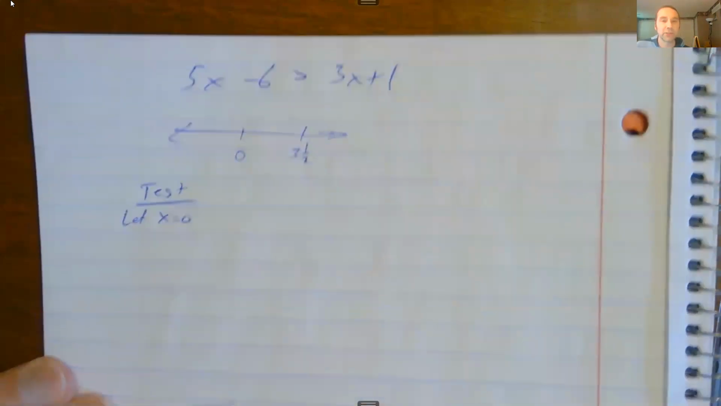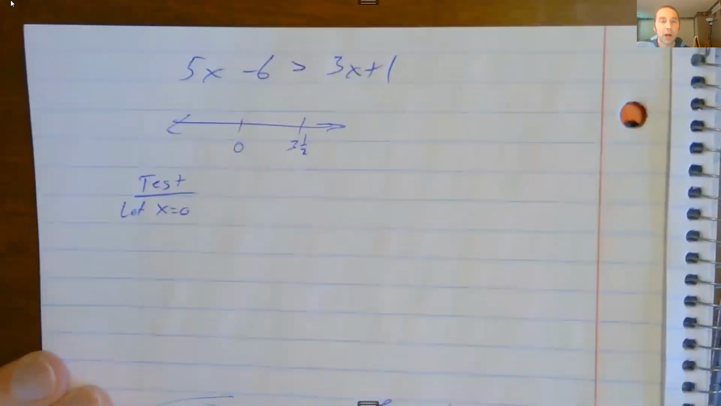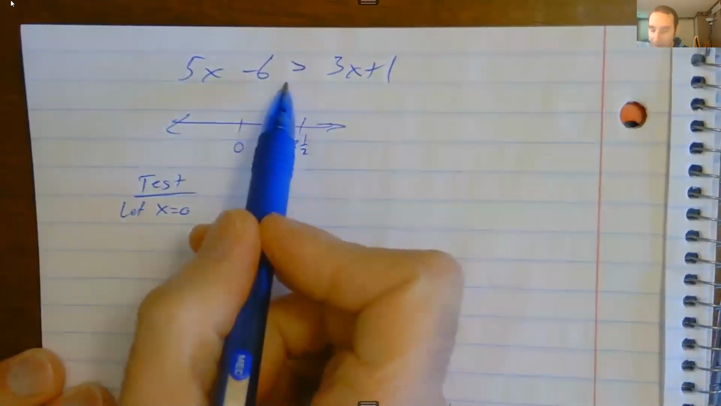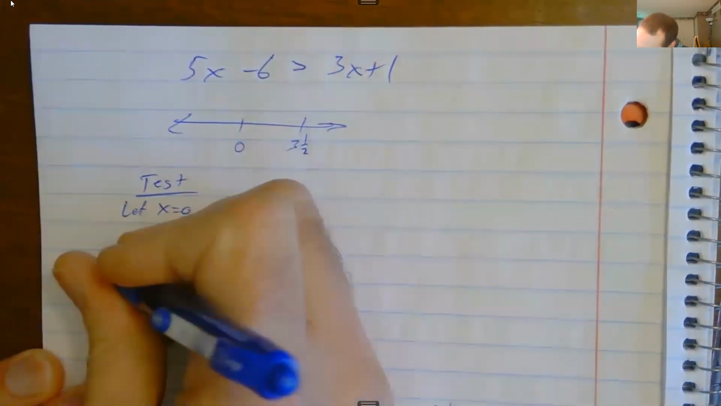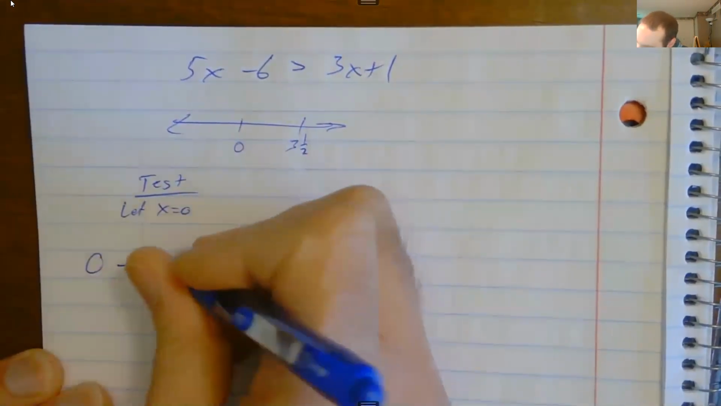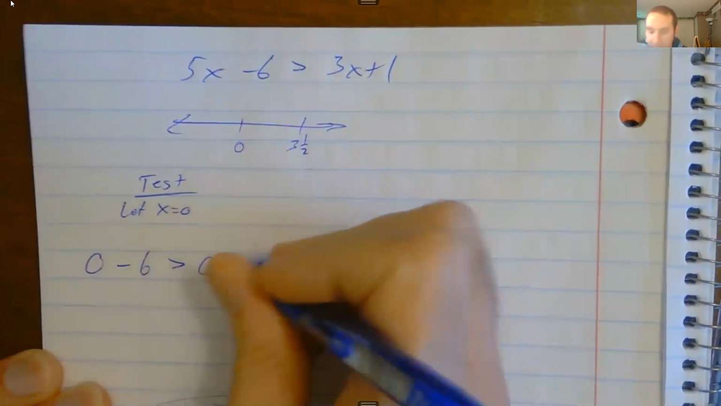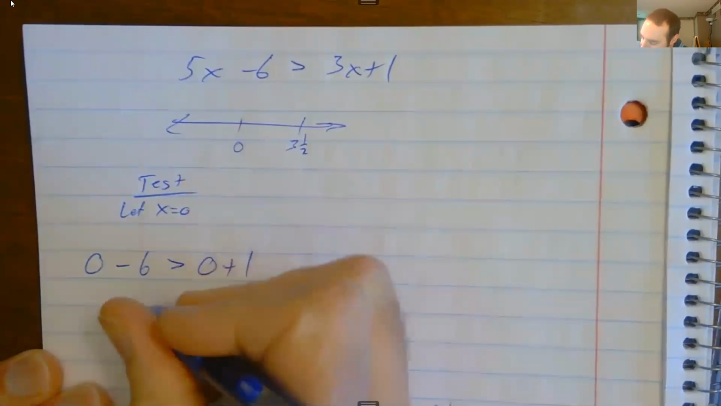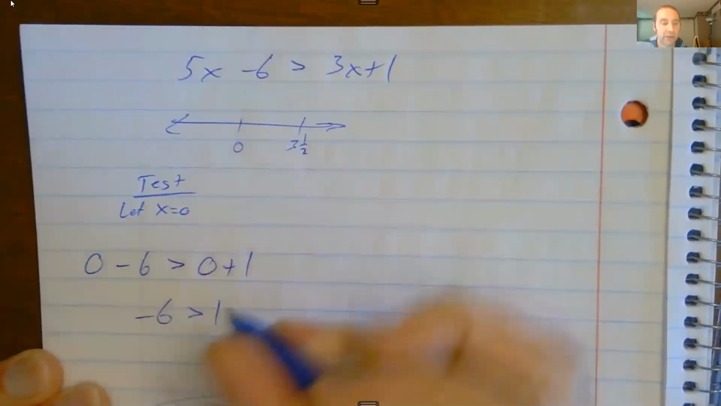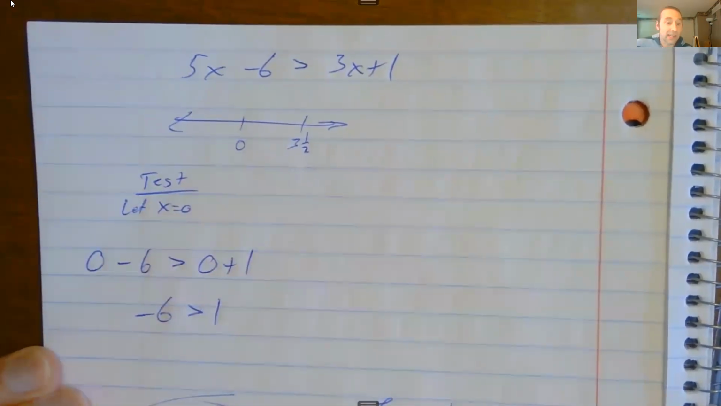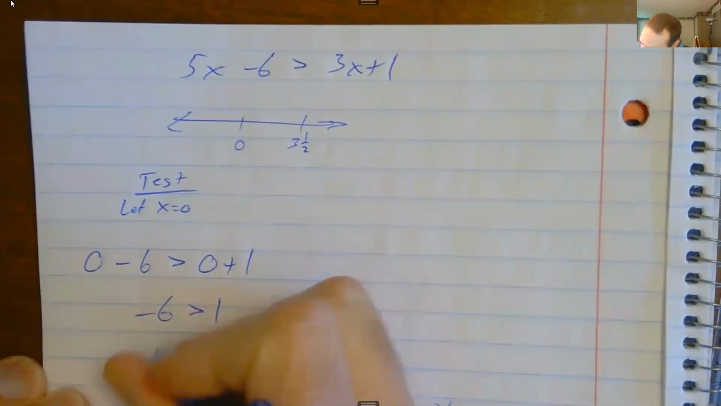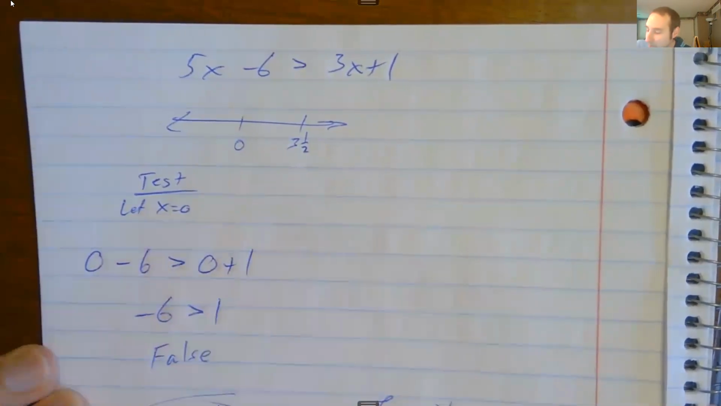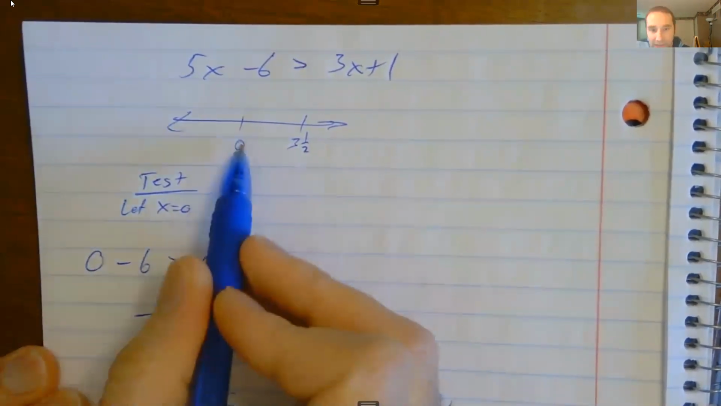If I let x equal 0 and I go back into that original inequality, I will get 0 minus 6 is greater than 0 plus 1. You have 5 times 0 and 3 times 0, both of those are 0. And I say, oh, negative 6 is greater than 1. And the question is, is that a true statement or not? Is negative 6 greater than 1? No, it's not. So we see that's a false statement, which means 0 was on the left side of this boundary point.